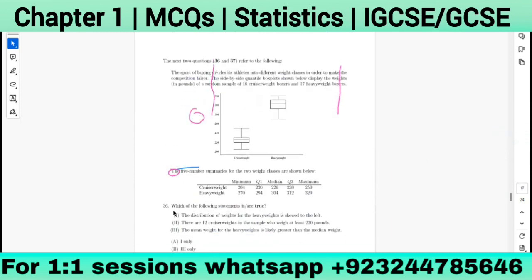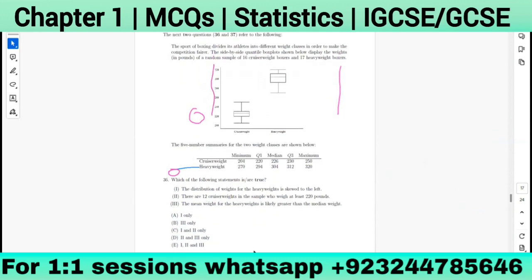The next two questions, 36 and 37, refer to the following information. The sport of boxing divides the athletes into different weight classes in order to make the competition fairer. The side-by-side quantile box plot shown below displays the weights of a random sample of 16 cruiserweight boxers and 17 heavyweight boxers. The 5 number summary is also given for cruiserweights and heavyweights both. Which of the following statements are true?